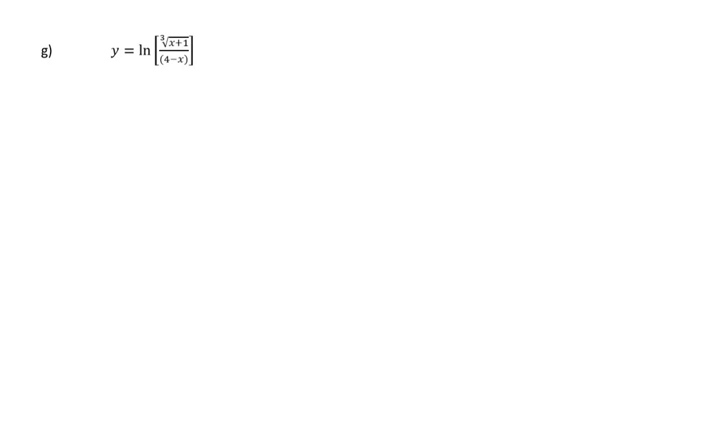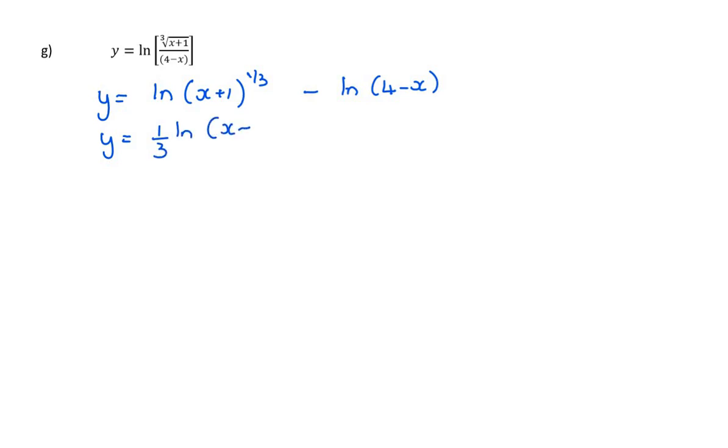So this again is a quotient, so I'm going to use the quotient log law. So I'm going to say, right, we're logging, and this is x plus 1 to the power of a third minus the ln of 4 minus x. Now I'm going to bring down the third so that I can not make this a chain within a chain. And now finally I'm ready to differentiate.